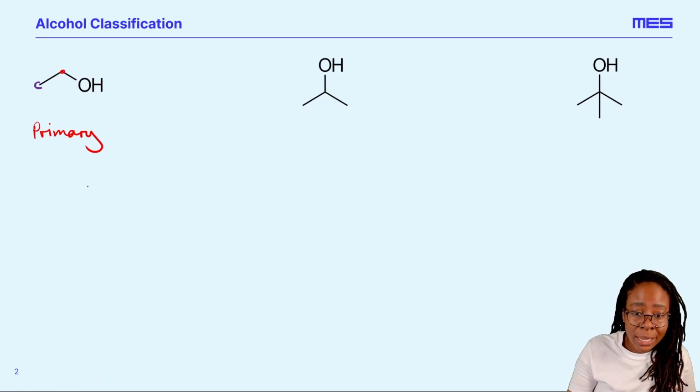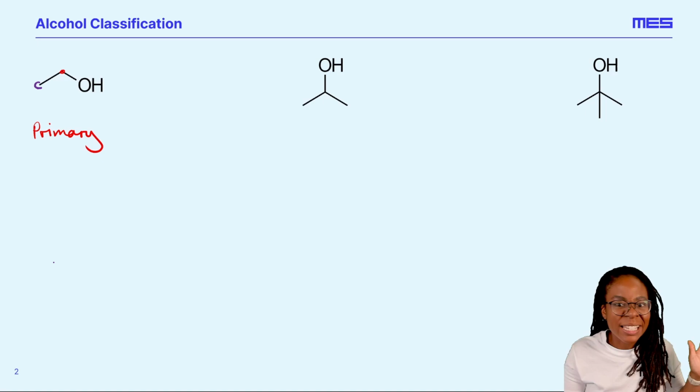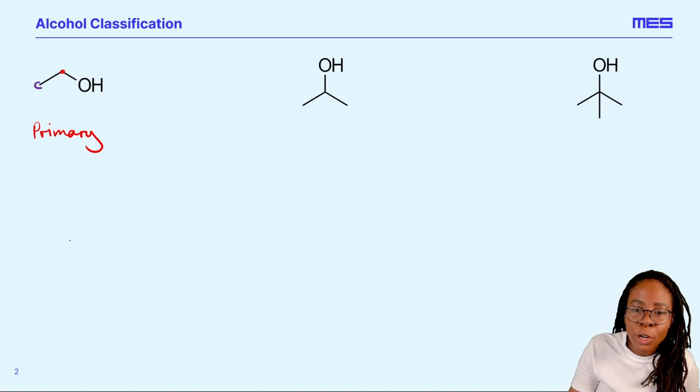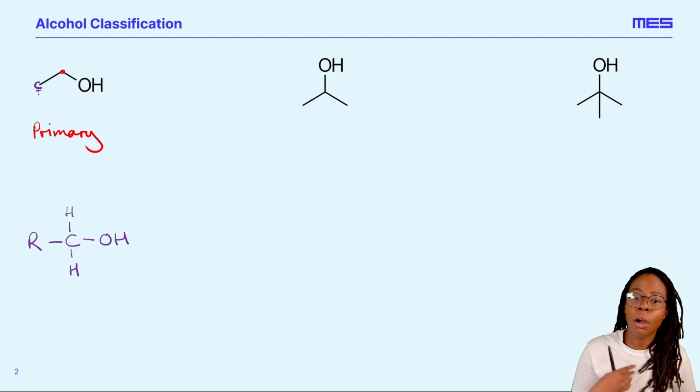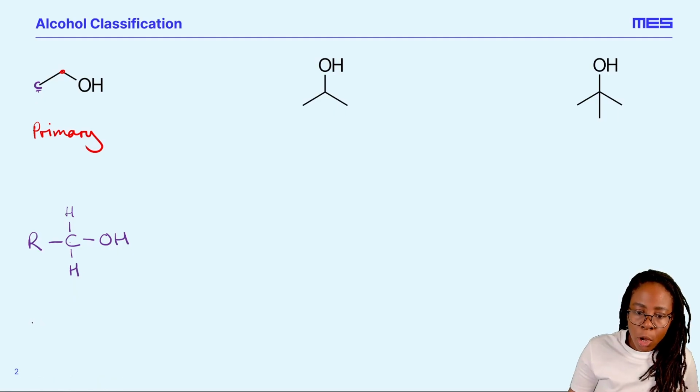Another way that we can represent that, if you like more displayed, not fully displayed, but not skeletal, then if we've got our C-OH, then attached to the C with the OH, we've got two hydrogens, and then we've got our R group, which is where we've got our other carbon. So in general, RCH2OH.